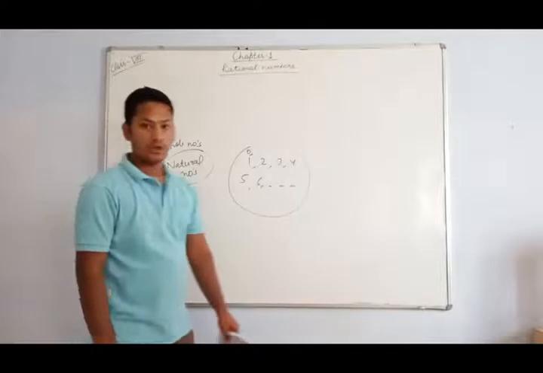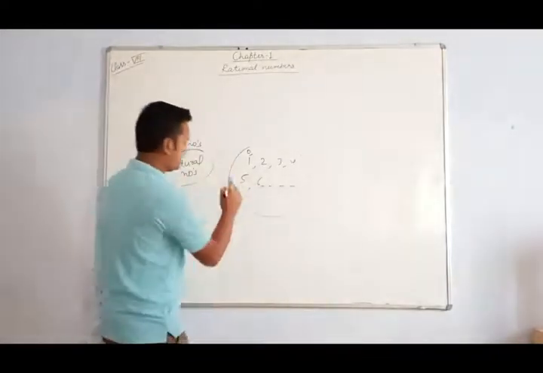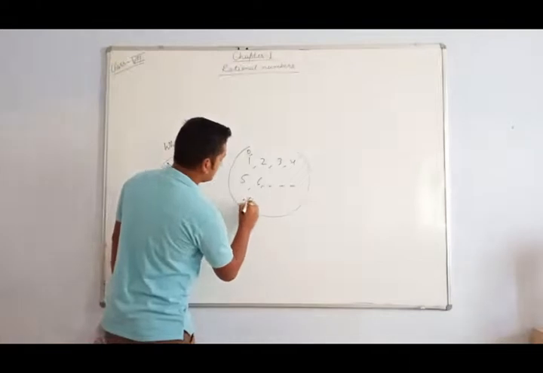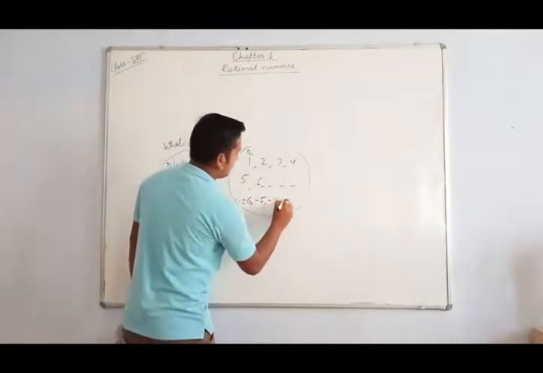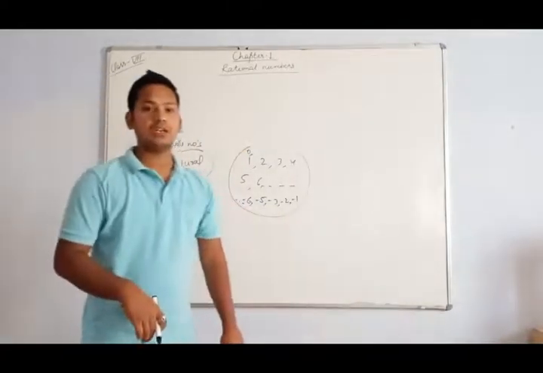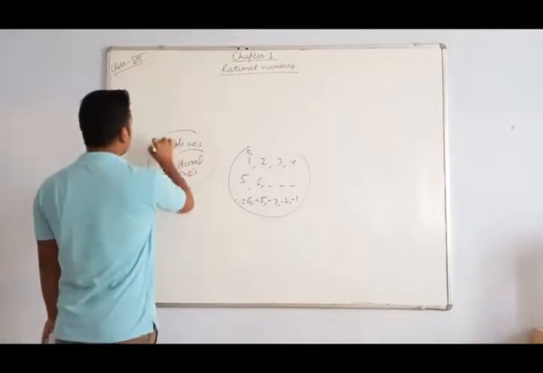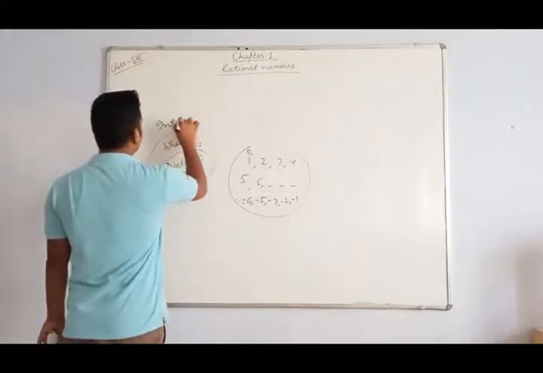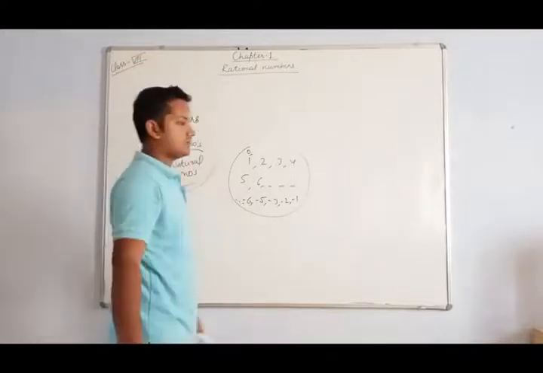Okay. Now, if you add negative numbers in it, like -6, -5, -3, -2, -1, like this, if you have also added negative numbers, then it will be called integers. They are called what? Integers. So this is the set of integers now.